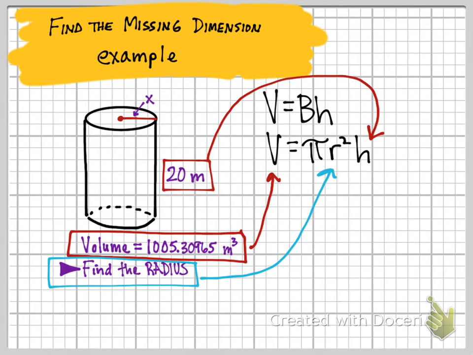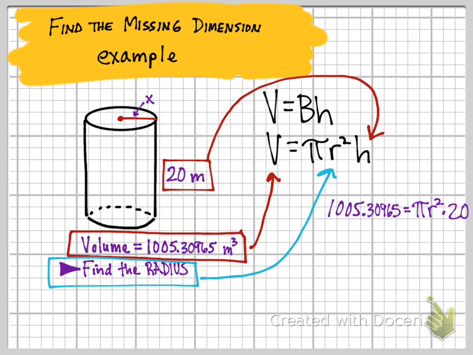And in the problem, they gave us the volume. So we'll replace the V with 1005.30965. Pi will remain in our equation. The radius will be our variable, so we will have an r in our equation, and we'll replace the height with the number 20. So our purple equation has a variable r. We need to divide by all of the things that are on the same side of the equation with the r in order to find out what the radius is.